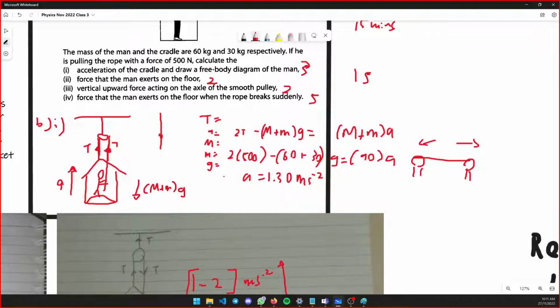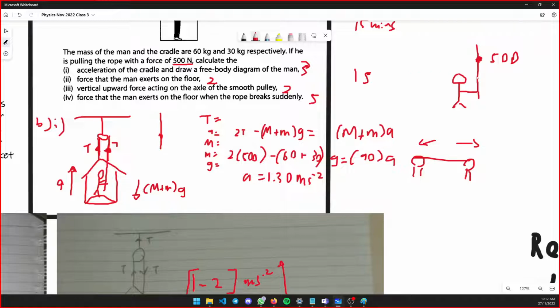When he pulls the rope, this side is going to go down, then the other side of the rope will go up. Let's say if he's just holding the rope with a force of 500, like you're just holding your own weight for now, then you're providing a tension of 500 here, right? Yes, just holding the rope.